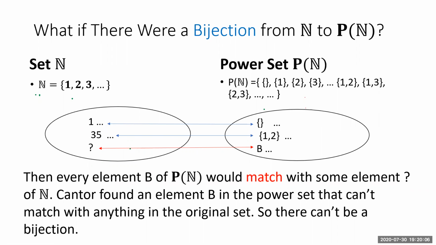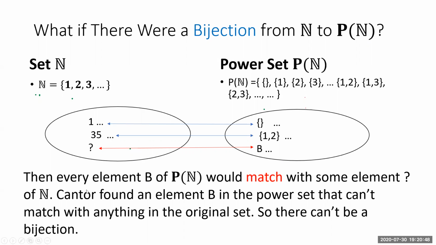Okay, so what if there were a bijection? So I've drawn some arrows here. I've just made something up. Said maybe 1 corresponds to the empty set, and maybe 35 corresponds to the set whose members are 1 and 2. And all I'm saying is maybe there's some way to go back and forth between the natural numbers and the sets of natural numbers. So each member of the power set is a set of natural numbers. Each member of the natural numbers is a natural number. The question is whether you can match those up.